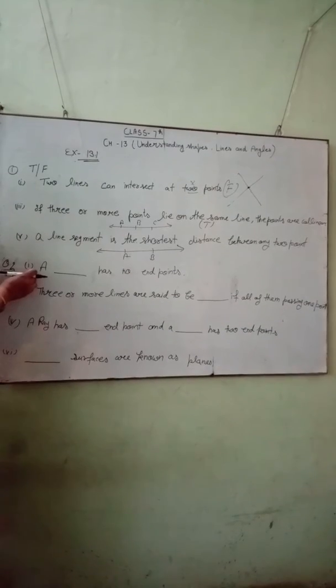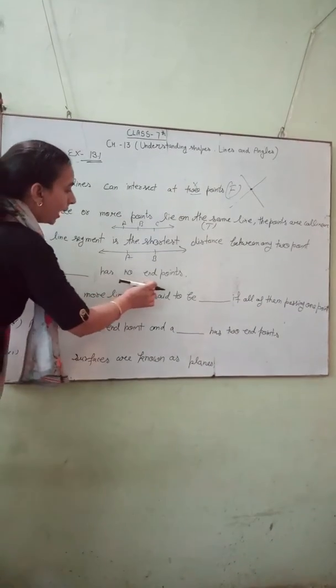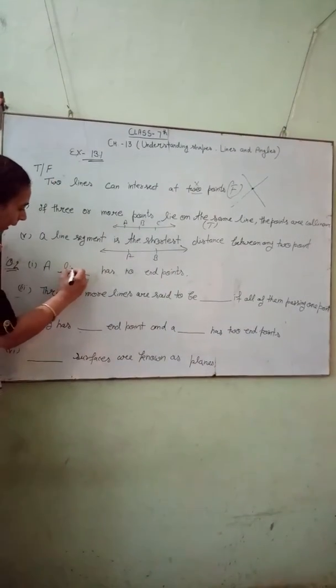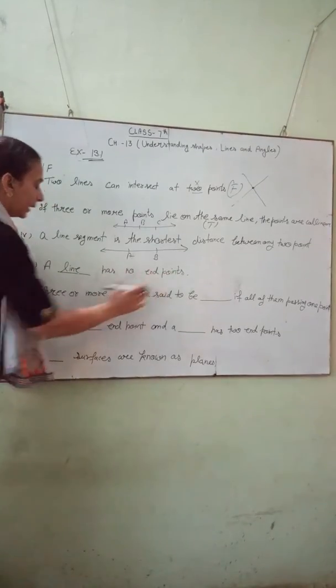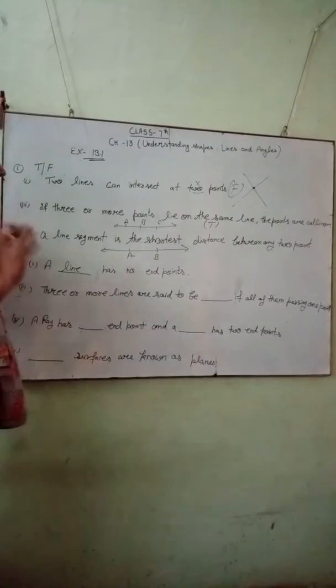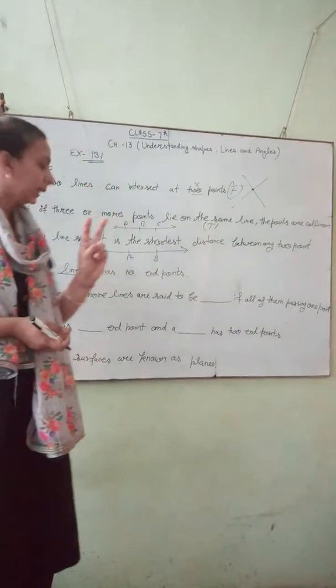Then question number second, part number first. This question is based on fill in the blanks. A dash has no end point. Students, a line has no end point. Then the answer is a line. Clear? A line has no end point. A ray has one end point, and a line segment has two end points. Clear?